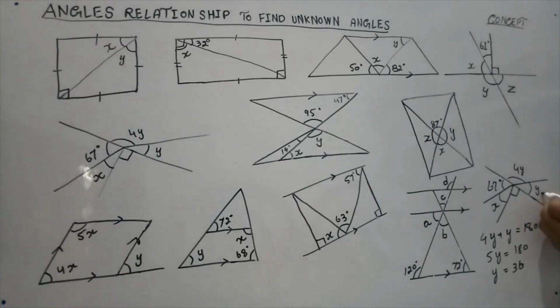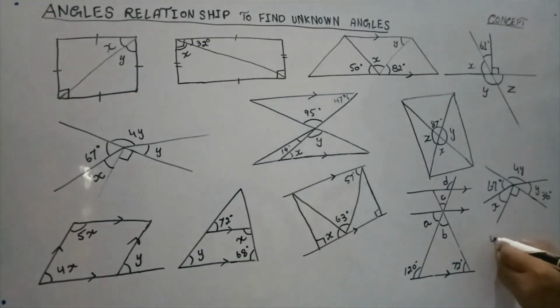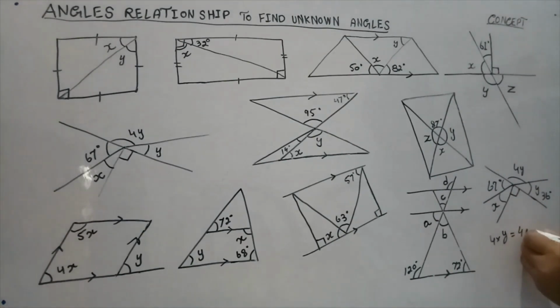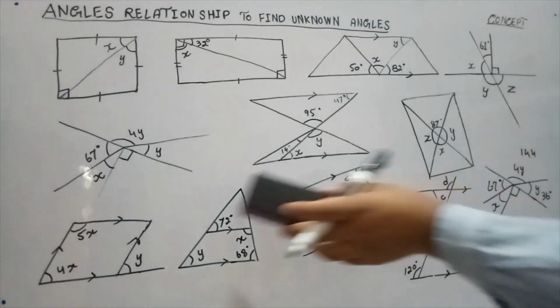Here this angle will be equal to 36 degrees, and to find this angle it is 4y, it means 4 times y, or I can say 4 multiplied by y. To find this angle we have to multiply 4 by the value of y, which is 36. So if I multiply 36 by 4, it will be equal to 144 degrees. So here the value of this angle 4y will be equal to 144 degrees. Clear? So those are the answers of this part.